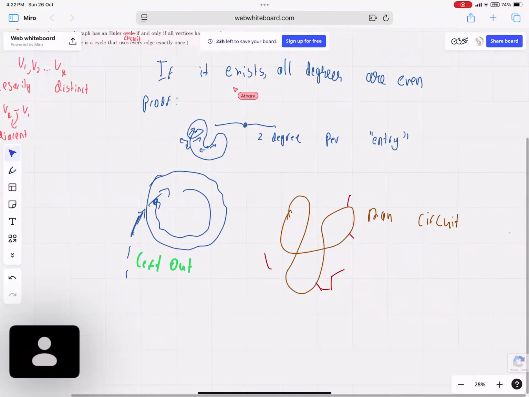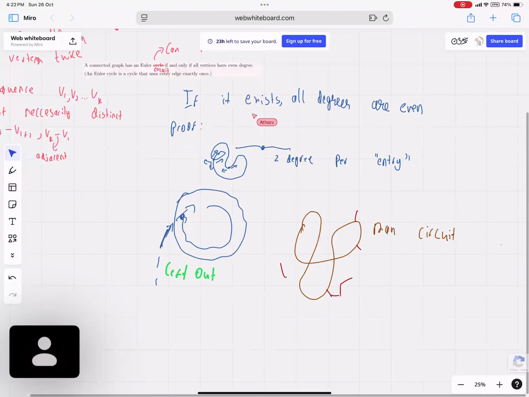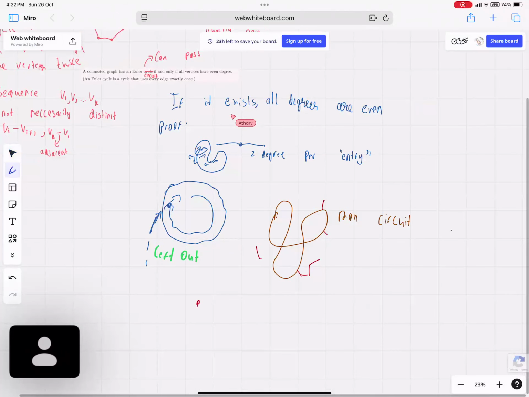Like any circuit has an even number of edges, right? We just did that right now. No, each vertex has even degree. But you can have a triangle in that case. Yeah, I meant each vertex has even degree. Okay, yes, each vertex has even degree. So in the original graph also, each vertex has even degree.